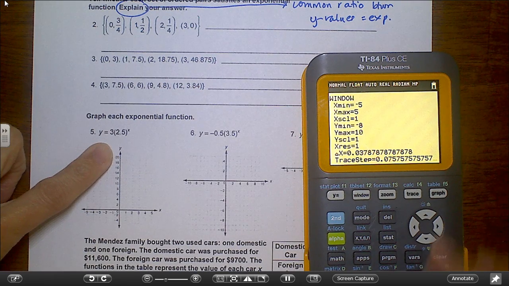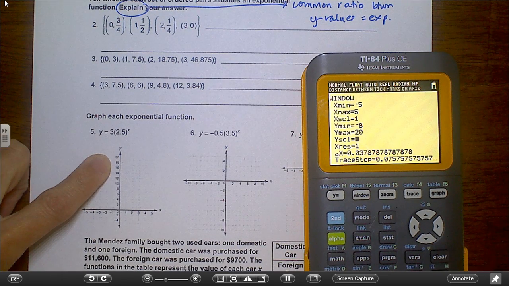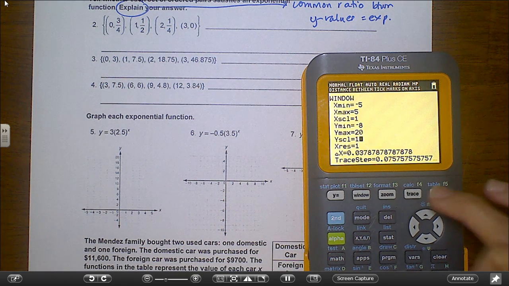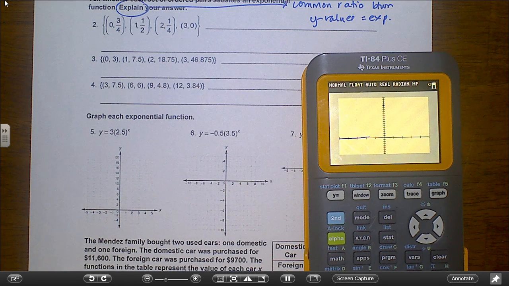Y max is 20. And that one goes by, well, actually it does go by 1s. You just only see the 2s. So if I graph that now, it looks a little more similar to it. And you can graph that from there.